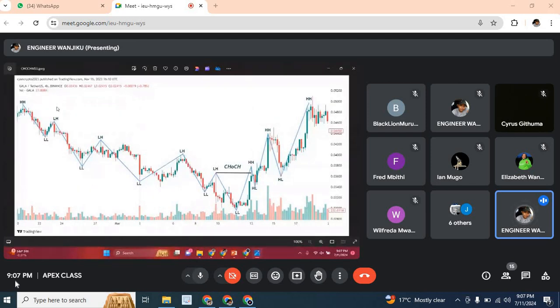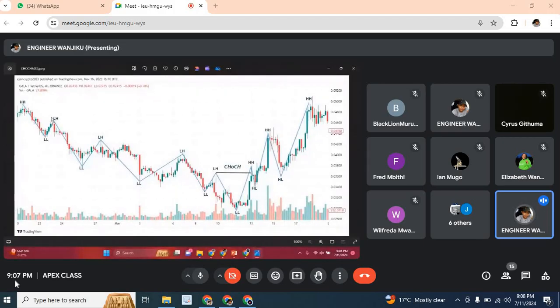Then the first question was identify an uptrend. Here it is, an uptrend, and name higher highs and higher lows. So this is what was expected of you. Identify a higher high, a higher low, a higher high, a higher low, a higher high, like that. Then the second question was identify a downtrend and name the lower highs and the lower lows.